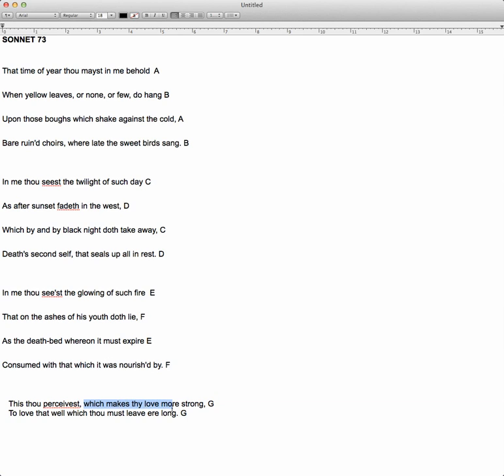But this makes thy love more strong, to love that well which thou must leave ere long. To love something that much, even though you know it's going to be gone soon. So it's kind of a melancholy sonnet, but it does end on a positive note, because he's saying, you know all this stuff about me. You know that I'm getting older, but you still love me, even though you know that I'm probably not going to be around much longer. So that makes your love even stronger. So on that positive note, Shakespeare ends this sonnet.